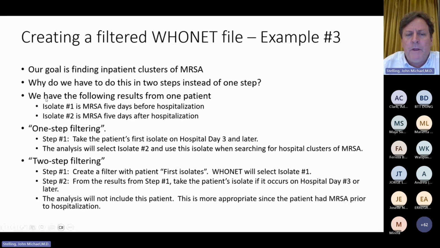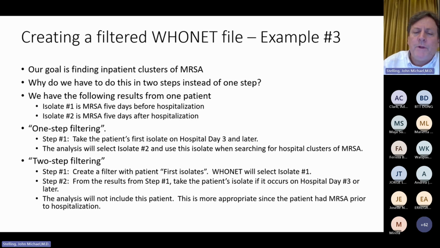Just a short example. Let's say we have 2 isolates from the same person. Isolate number 1 is 5 days before hospitalization. Isolate number 2 is MRSA from 5 days after hospitalization. If you do this as a one-step filtering, WHONET will give you isolate number 2. It will show you the patient's first isolate on hospital day 3 and later. The problem is this patient already had MRSA as an outpatient, so I really don't want this patient in the analysis.